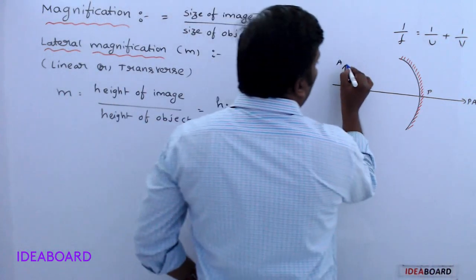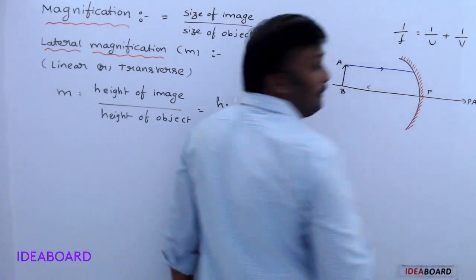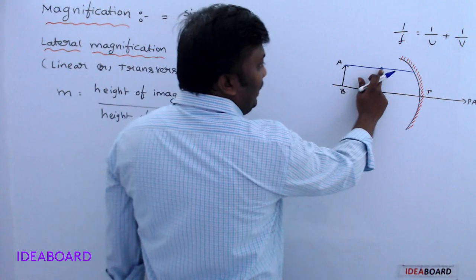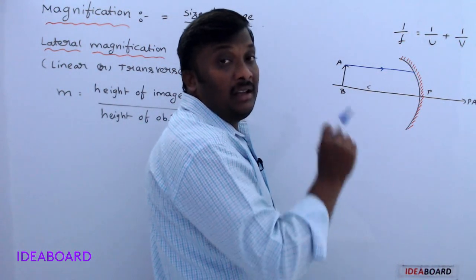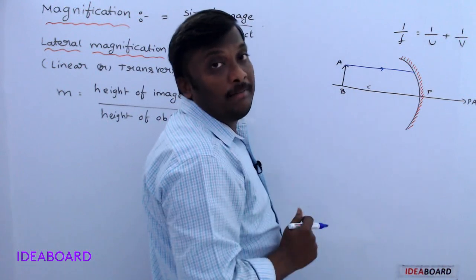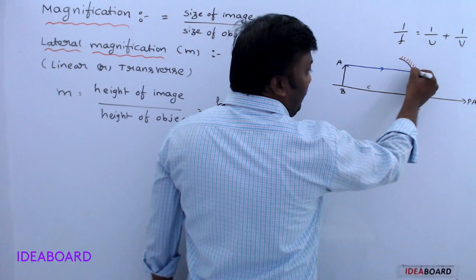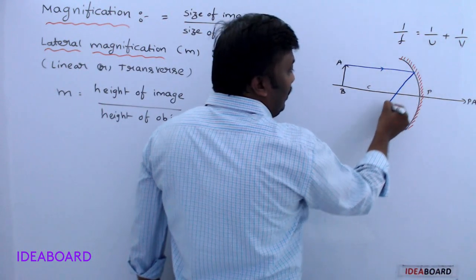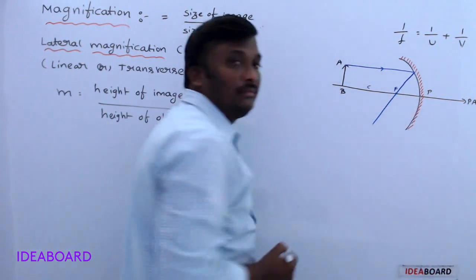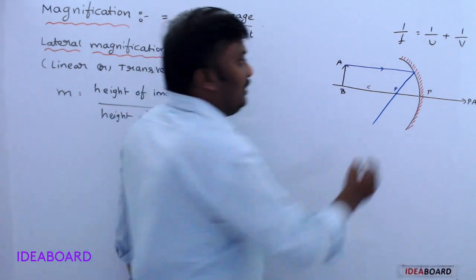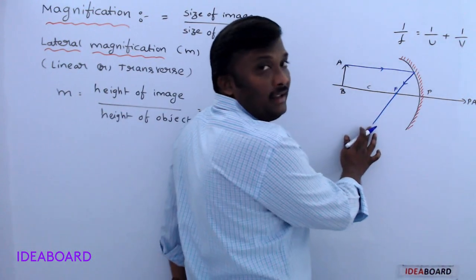From the extended object, let us take one ray of light which is incident on the mirror. This ray of light is parallel to the principal axis. When the incident light is parallel to the principal axis, after reflection, we learned that it passes through the principal focus. Remember, the reflected light always passes through the principal focus.